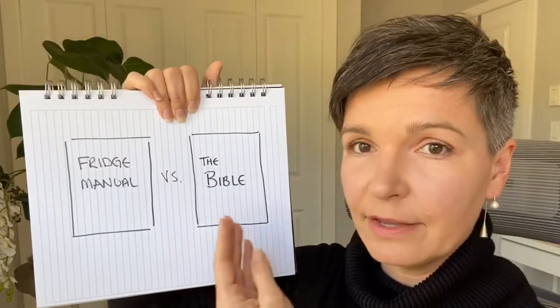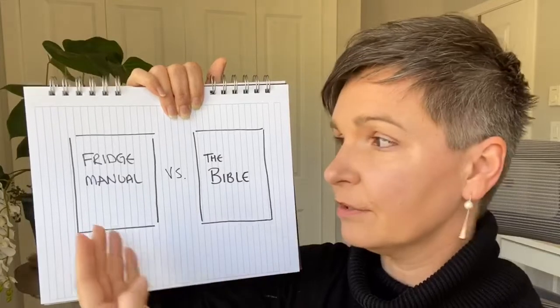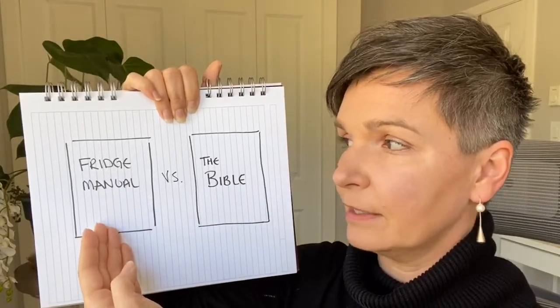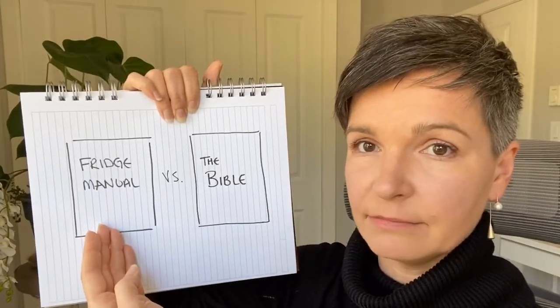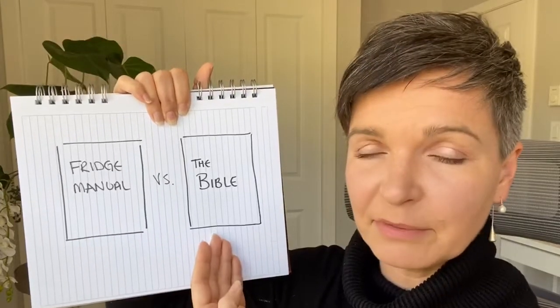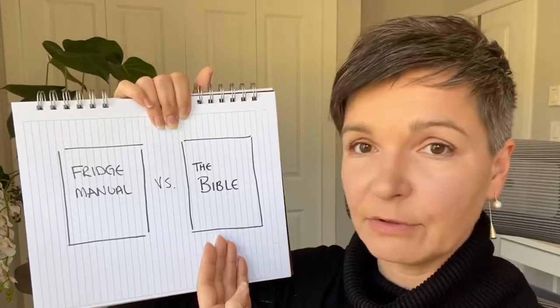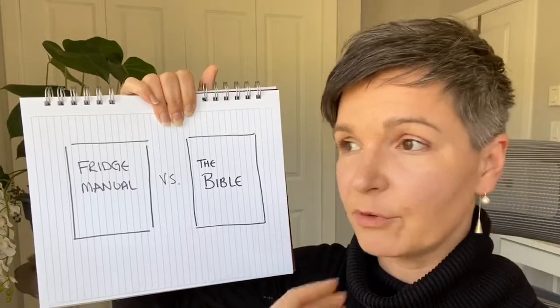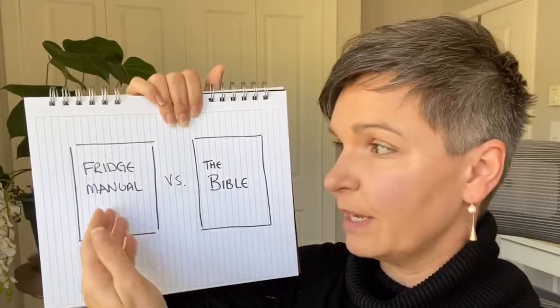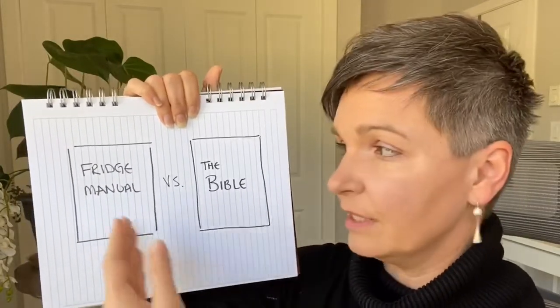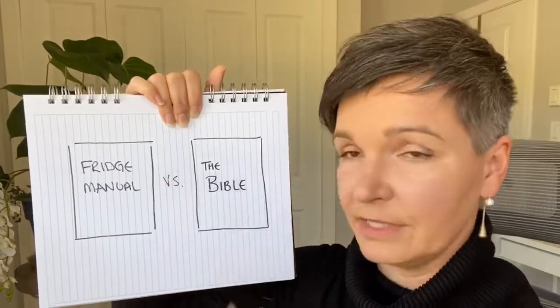What are they doing? The Bible is powerful storytelling, and the fridge manual is the how-to guide. Some people might consider the Bible the how-to guide, but really it's about telling you a story that propels you towards something. The fridge manual is there on demand when you need it, but at the base of it, it's different.